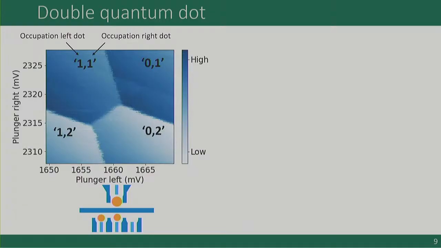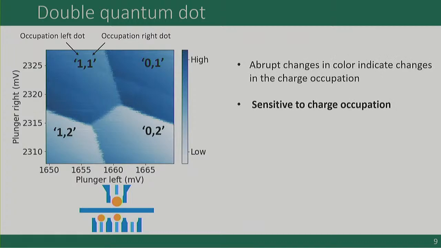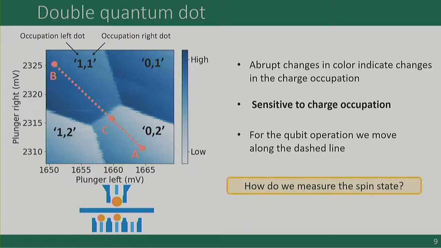In this plot, you see on the x-axis the voltage on the left plunger, that is that gate there, and the right plunger on the other axis, and you see 4 different colors. Each abrupt change in the color indicates a change in the charge occupation of our double quantum dot. Then we can go from a 1-1 occupation, so 1 spin there, 1 there, to a 0-2 occupation. So we are sensitive to the charge state of our double quantum dot. And in order to operate our qubit, we will move along that line.